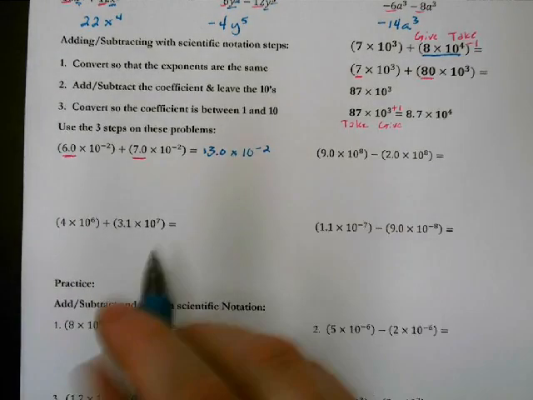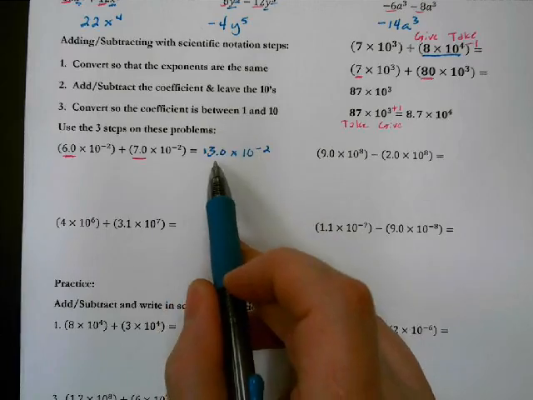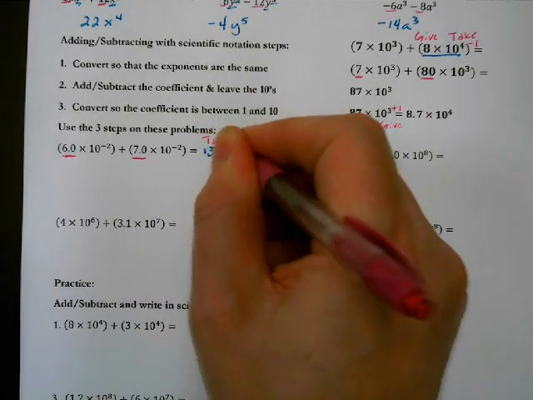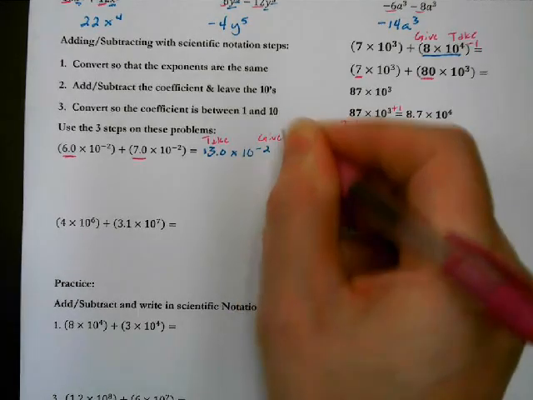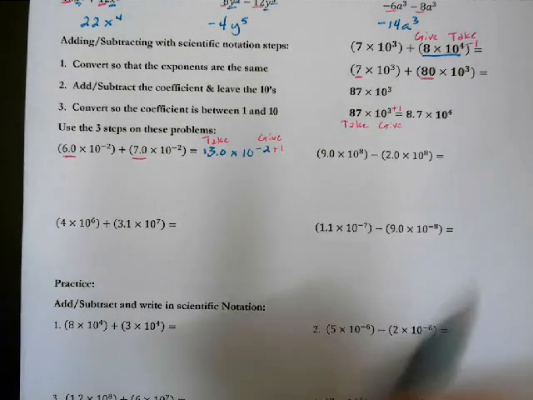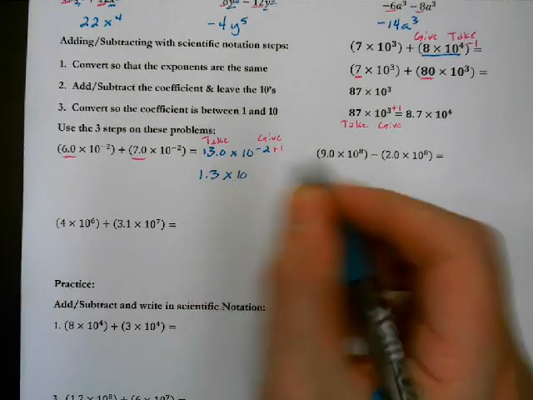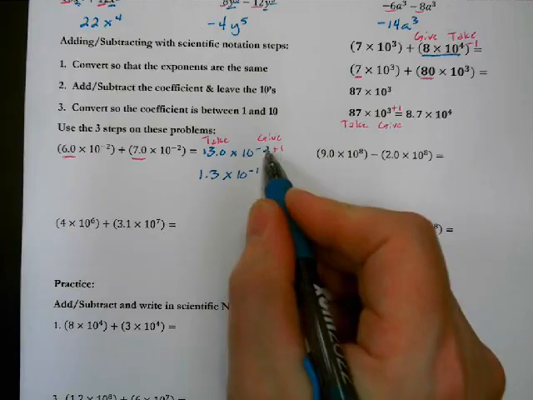Now we do need to convert it because this is too big. So we take a power of 10 and give a power of 10. So we end up with 1.3 times 10 to the negative 1. Negative 2 plus 1 is negative 1.